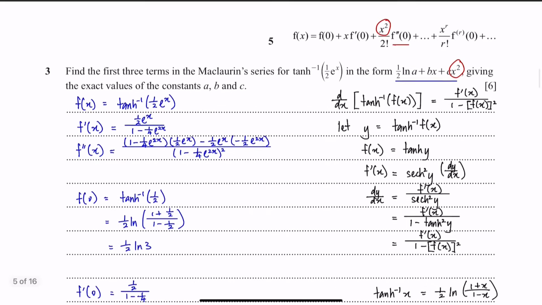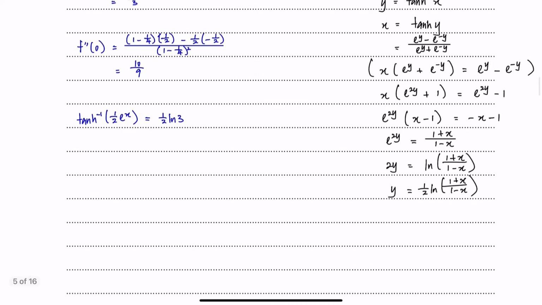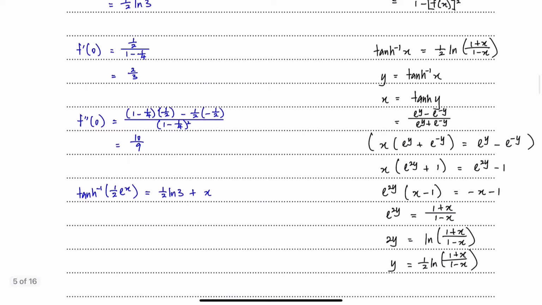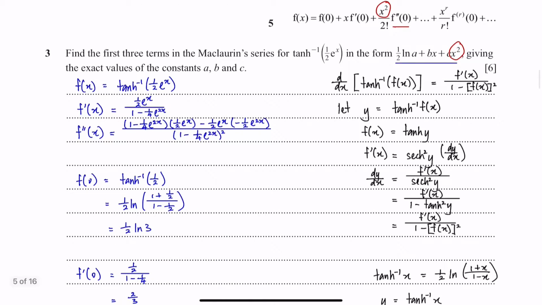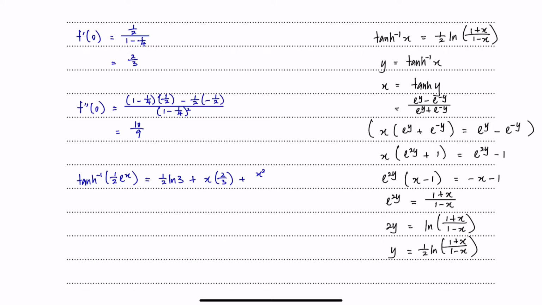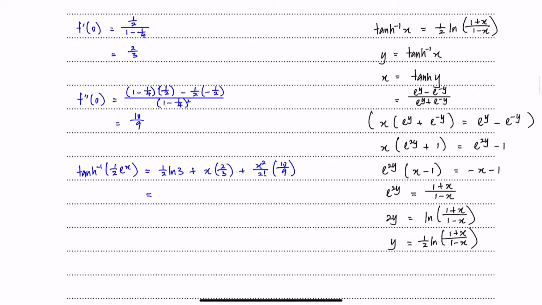So f of 0 is 1 over 2 ln 3, and for the second term, you will get x times f prime 0, which is 2 over 3, plus the third term, x squared over 2 factorial times f prime prime 0, which is 10 over 9. And now you will get the final one as half ln 3 plus 2/3 of x plus 5 over 9 x squared.